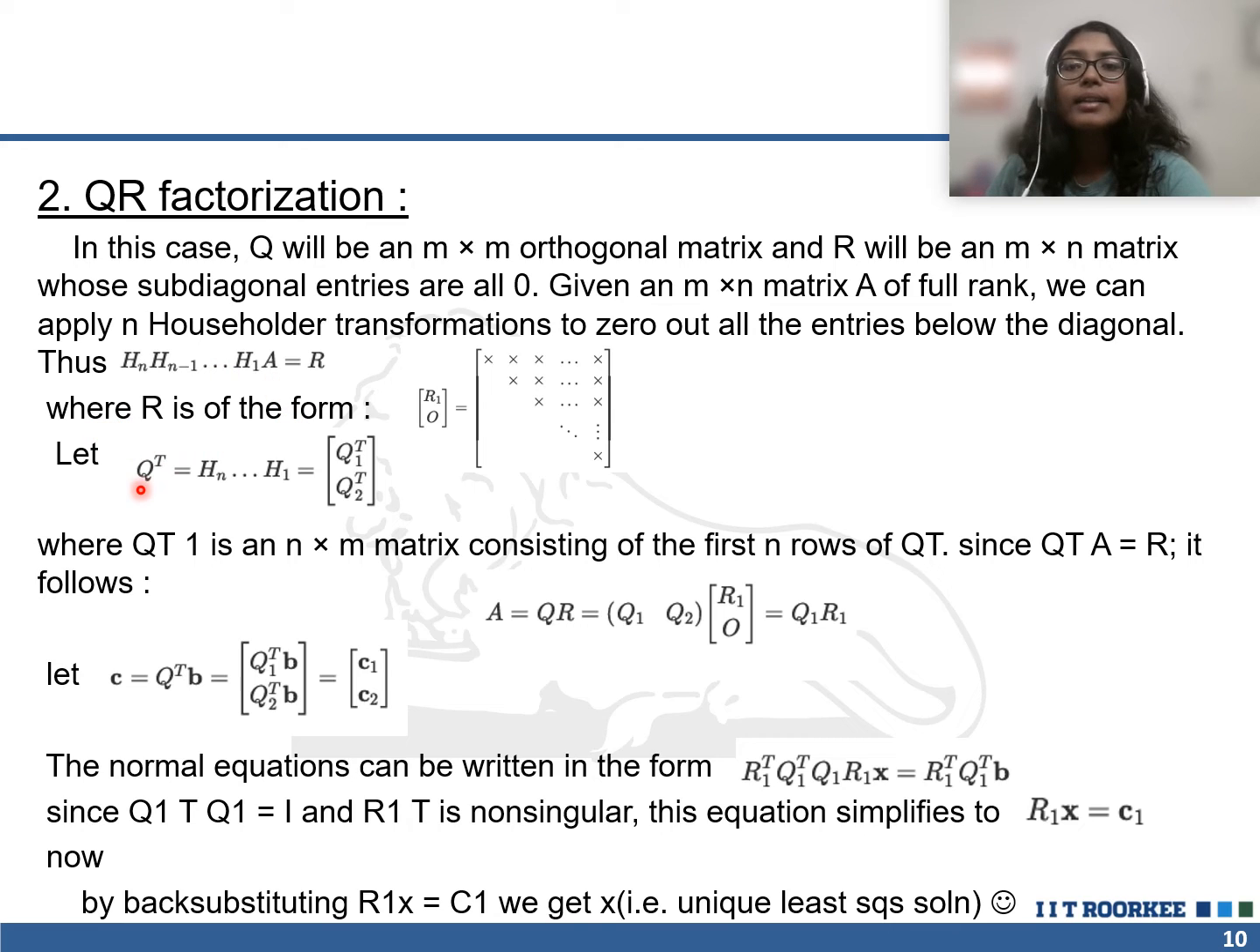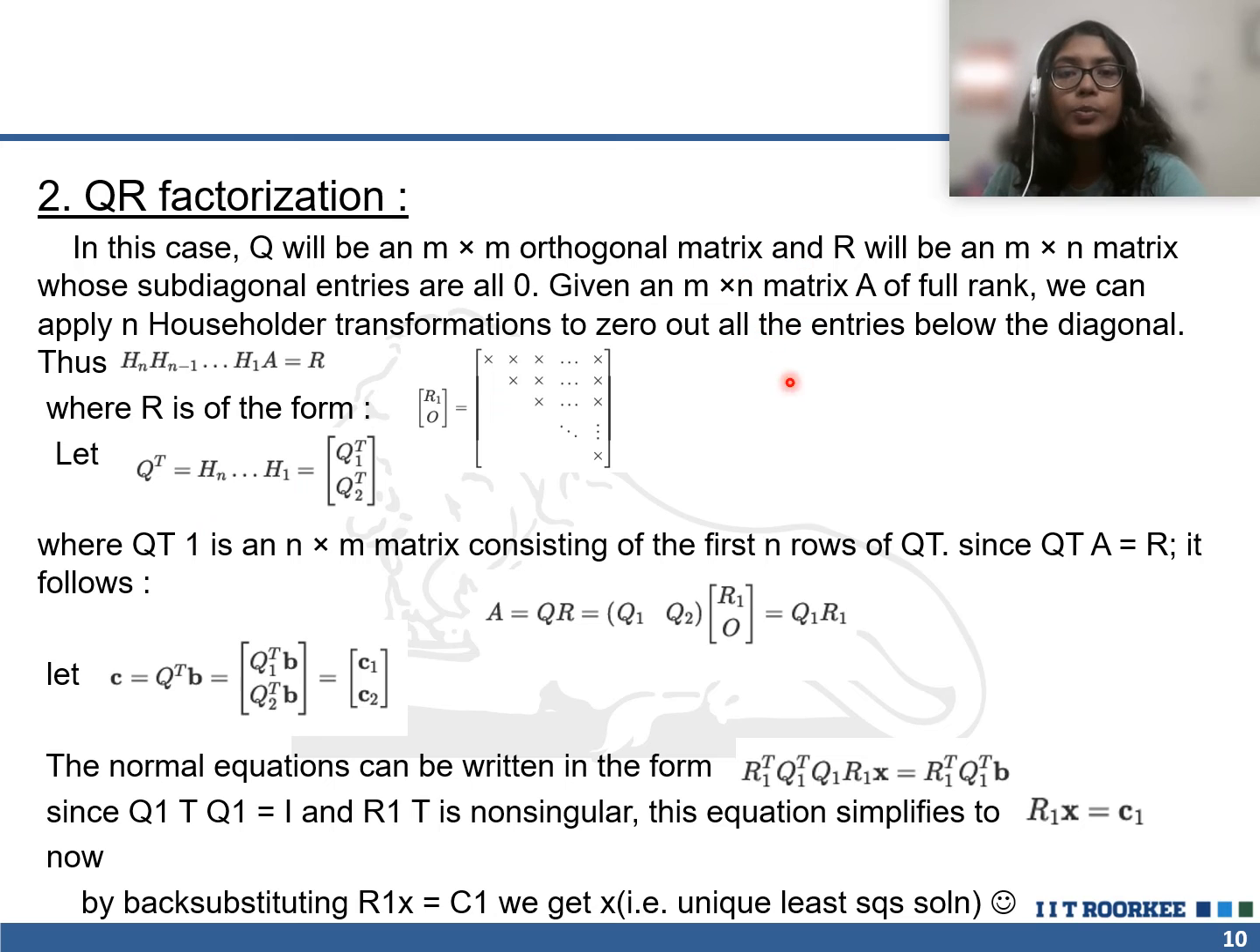And once you get it, also note that let all this multiplication of Hn, Hn minus 1, so on, H1 equal to Q transpose. Split it into two, Q1 transpose, Q2 transpose. Observe that you are going to do something with this R1, 0, Q1 transpose, Q2 transpose. That's why you did split. Where Q1 transpose is an N into M matrix consisting of the first N rows of Q transpose.